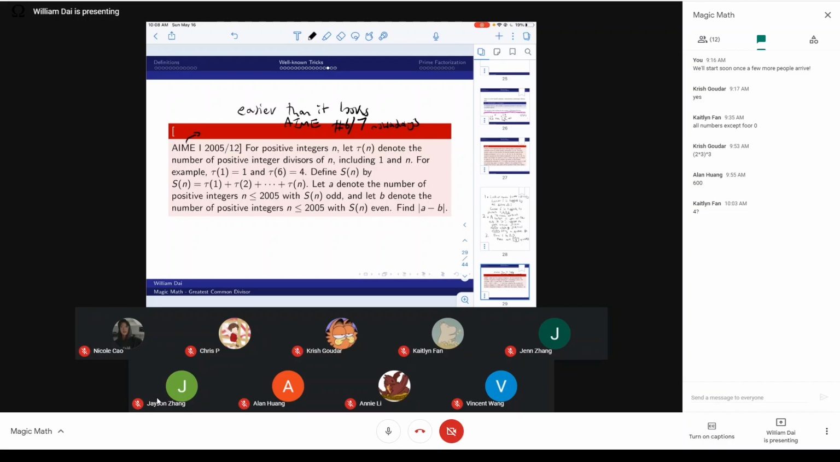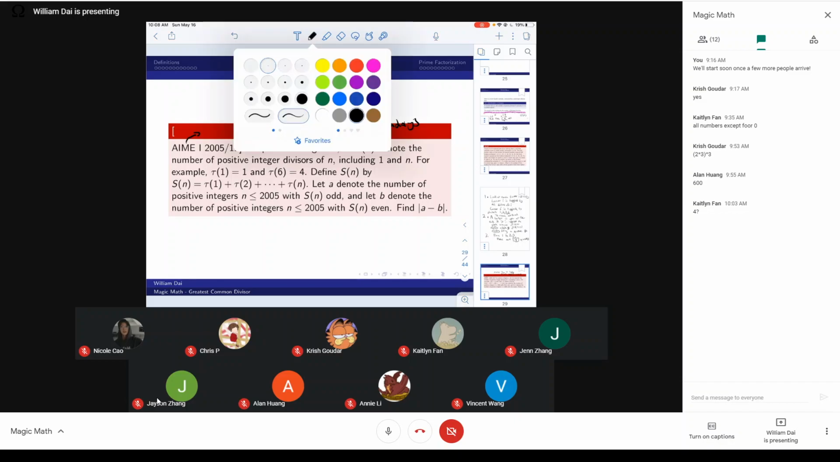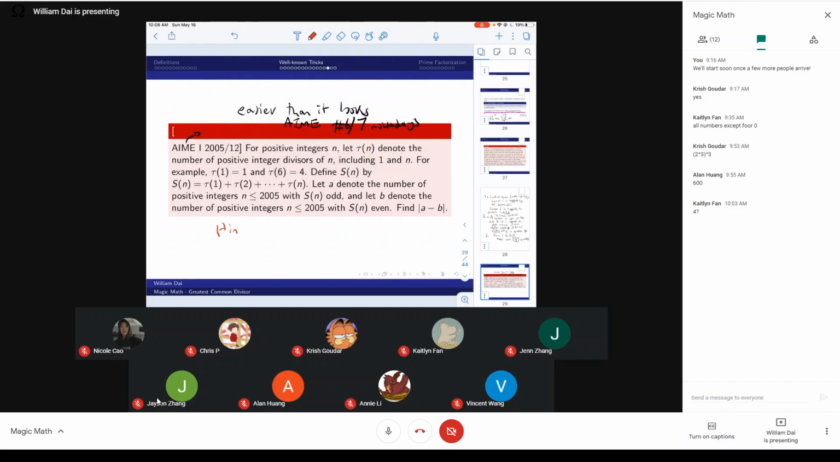Okay, now I'll give you guys a few hints to guide you on your solution. So S(n+1) equals S(n) plus tau(n+1). I believe that's the tau symbol. So if tau(n+1) is even, S(n+1) and S(n) have the same parity. If odd, they switch parity.